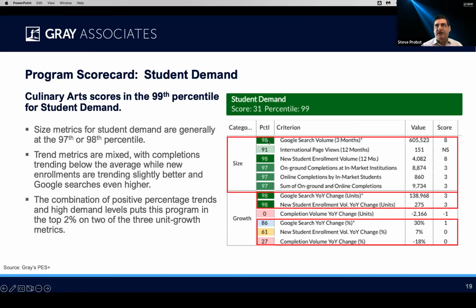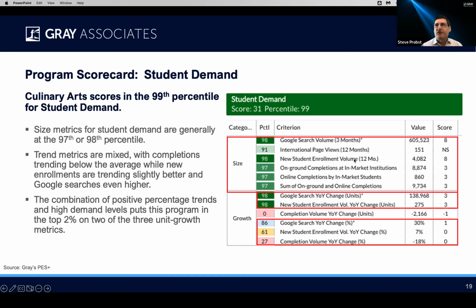Because this is the 98th percentile, and Google searches are a strong indicator of underlying student demand, we give it 8 points in a scoring rubric. And a scoring rubric is something that's visible in the system. It's user adjustable, but generally, I prefer to leave it as a baseline at a given level for a given purpose. So the level here is undergrad certificate and associate's degree, and the purpose is programs aimed at the workforce as opposed to transfer, because you weight things differently in those two cases. So it gets a lot of points for Google searches. International page views is not really relevant for a program like cooking.